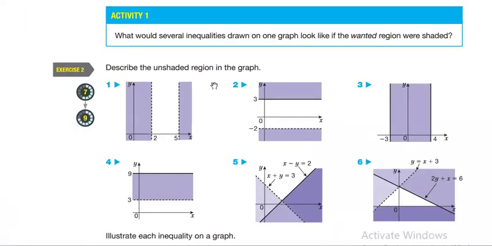So in this video, we talked about vertical and horizontal lines. In the next video, we're going to talk about diagonal lines and how to describe the inequalities of the regions between these lines.